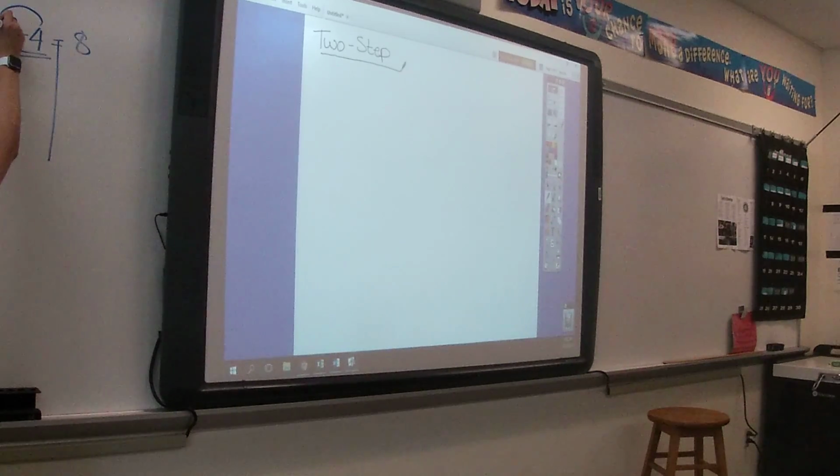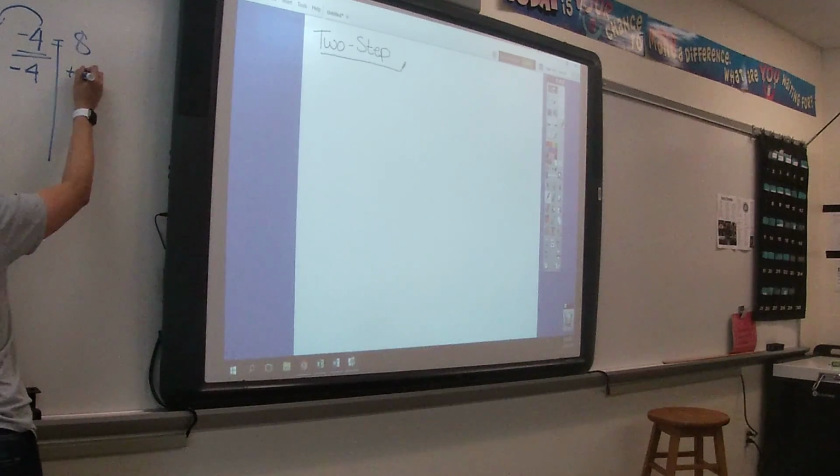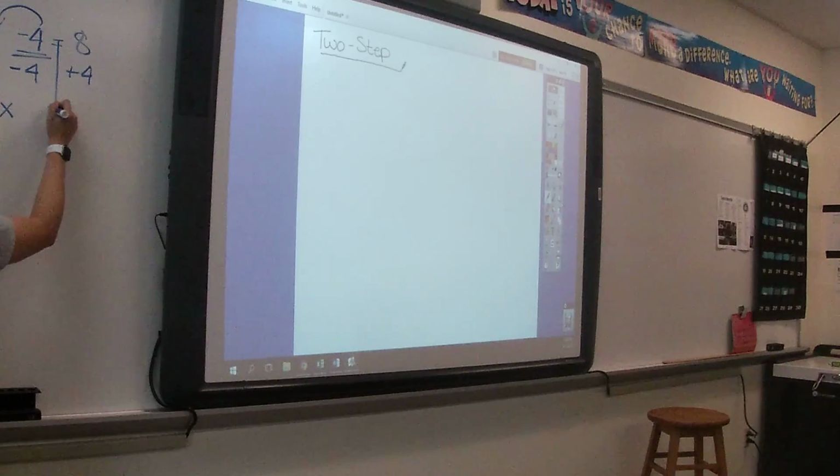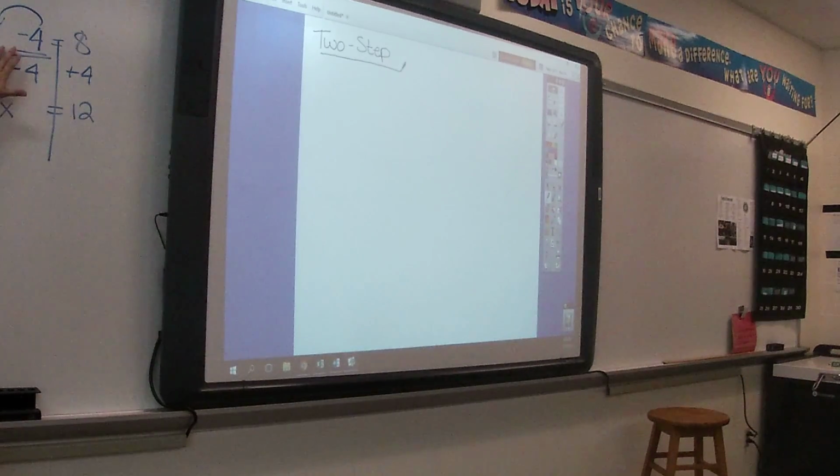The operation directly in front of it is addition. All right, how do we undo addition? Subtraction, and subtracting negative 4 is the same thing as adding 4. Some of us decided we knew adding the opposite and we could turn that into one sign. All of that is great as an option too.